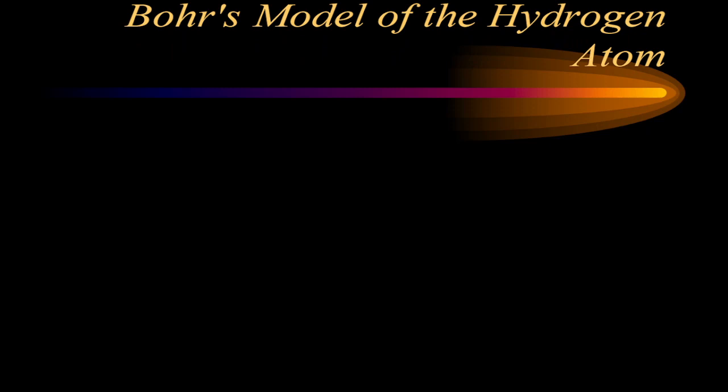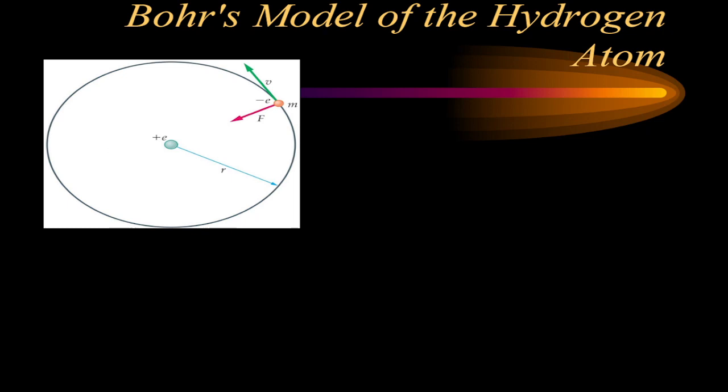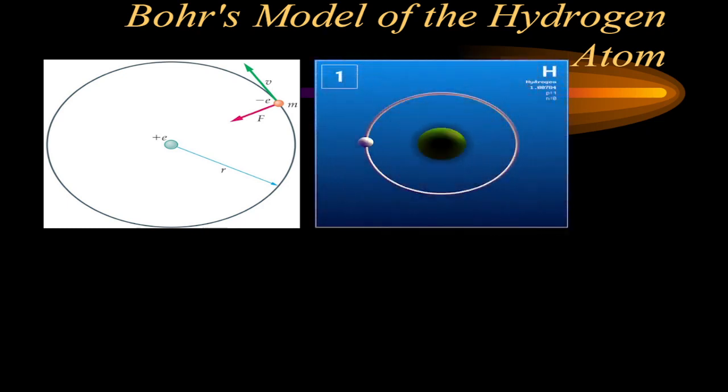So let's continue our discussion about the atom by trying to understand the Bohr model of the hydrogen atom. The hydrogen atom is said to have only one proton and only one electron, which is like this. And we know that the electron is revolving around the nucleus where the proton is located, and I can show you that using this animation.